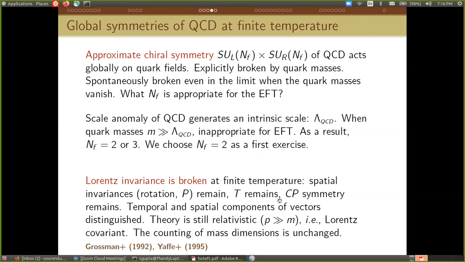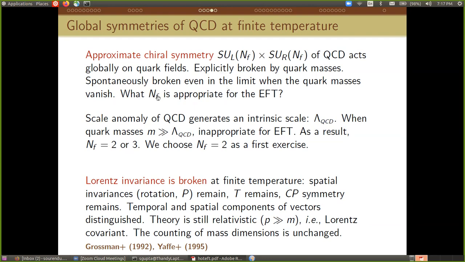Now if I were going to apply this to the strong interactions at finite temperature, then I need to identify the global symmetries of the strong interactions. They are an approximate chiral symmetry, which becomes exact when the quark masses are zero. So there's an SU2 left times SU2 right, and SUN left, SUN right, where N is the number of flavors. This symmetry is explicitly broken by the quark masses, broken down actually to a diagonal symmetry, the vector symmetry. And it's spontaneously broken even when the quark masses vanish.